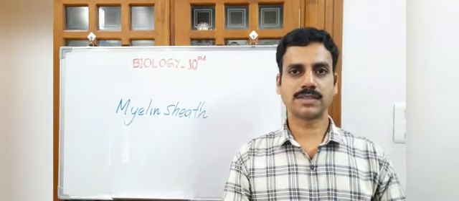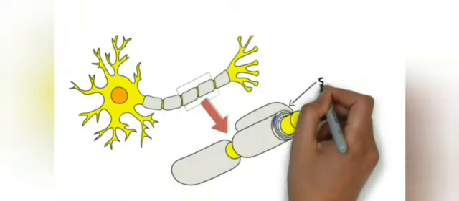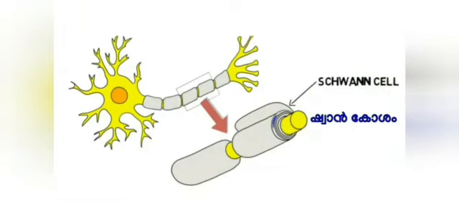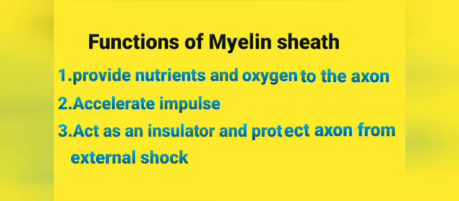Let us study the formation of the myelin sheath. How myelin sheath forms. Most neurons are repeatedly encircled by myelin, a membrane containing lipid. This is called myelin sheath. Nerve is the group of axons. Myelin sheath in the nerves is formed of Schwann cells. Let us see the functions of the myelin sheath on the screen. One is provide nutrient and oxygen to axon. Second is accelerate impulse. And the other is act as an insulator.